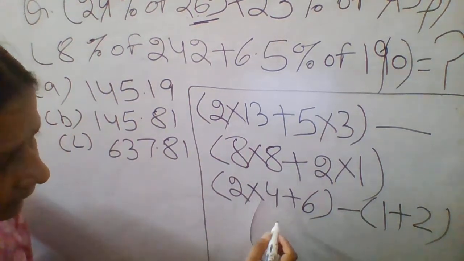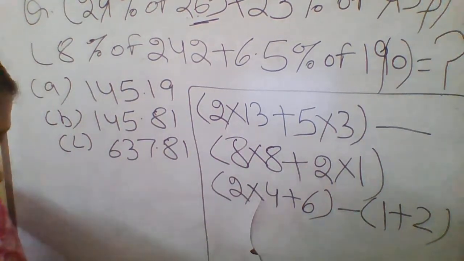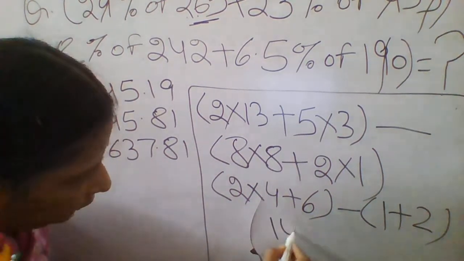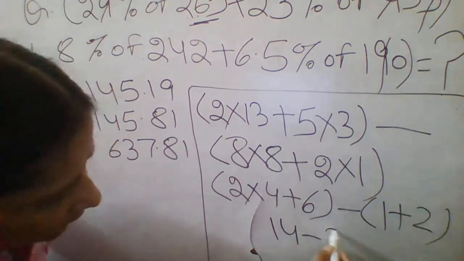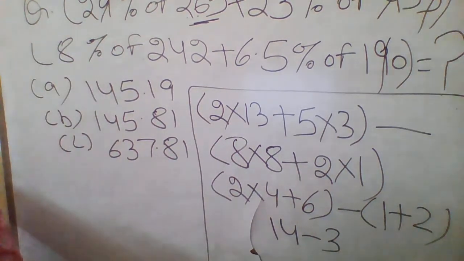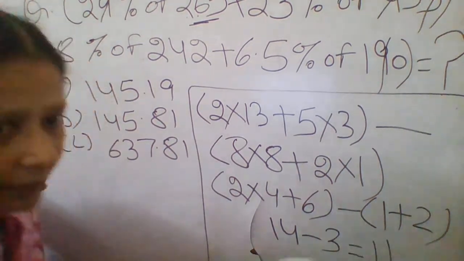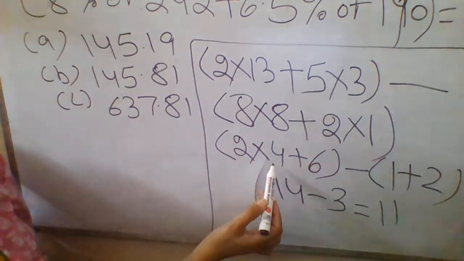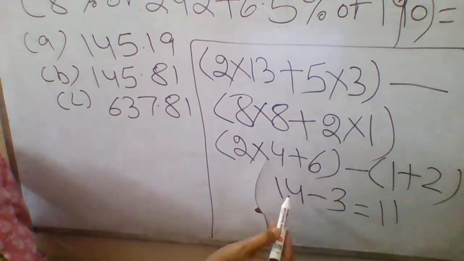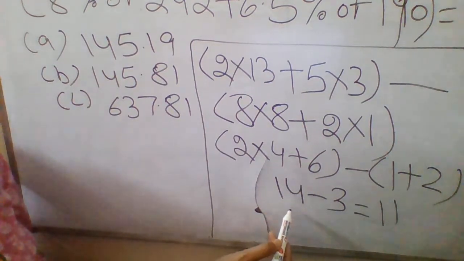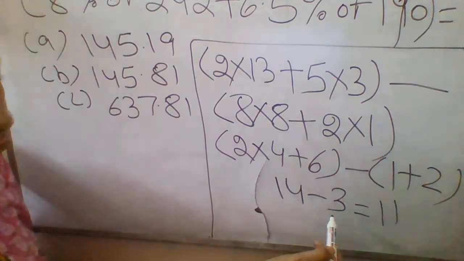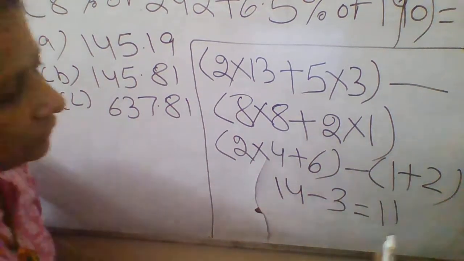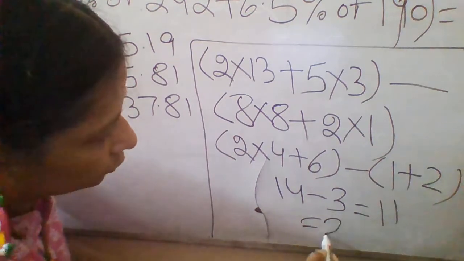2 4s are 8. 8 plus 6 is equal to 14. Okay, here you will get 14. So you can write down 14 minus this is equal to 3. 14 minus 3 is equal to 11. You see here, 2 into 4 is equal to 8, 8 plus 6 is equal to 14. So 14 I have written here, minus 2 plus 1 is equal to 3. 14 minus 3 is equal to 11. So what is the digital root of 11? That will be equal to 2.